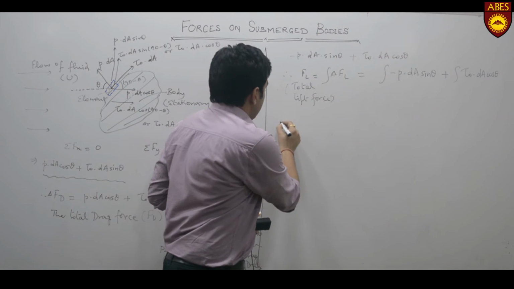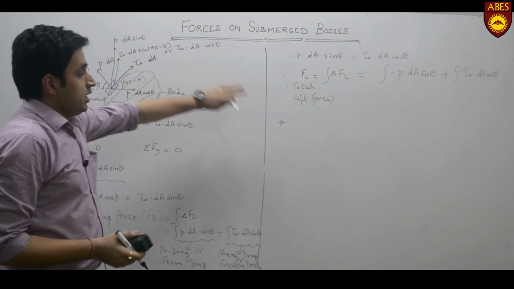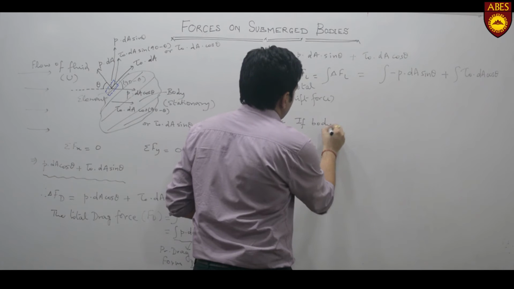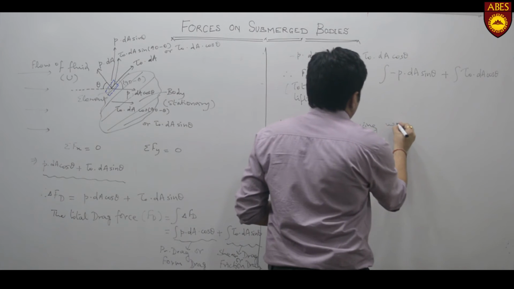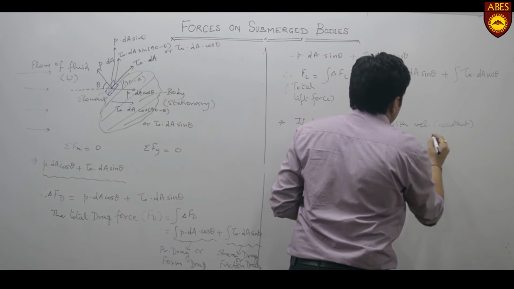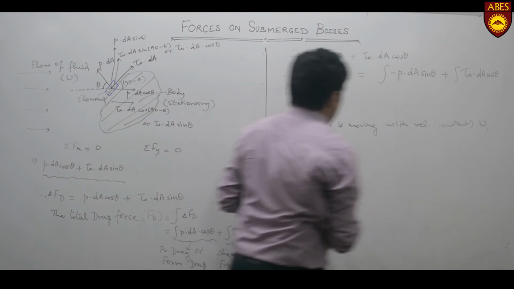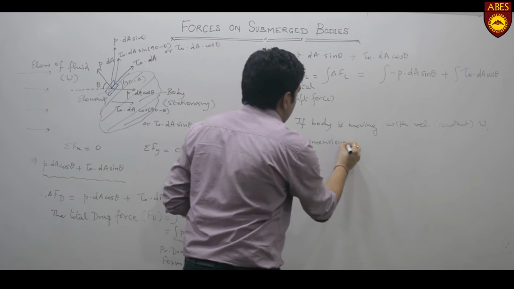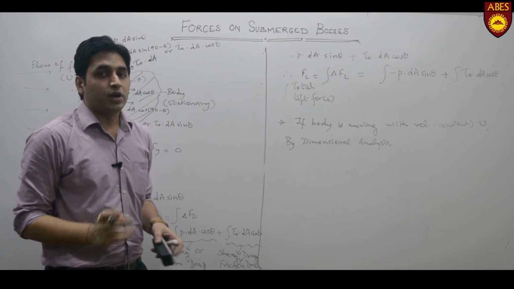Now what is the case for the moving body? Because here the body will be stationary. Now if the body is moving with some particular velocity u, a constant velocity u, then what happens? By dimensional analysis, we can write the components.